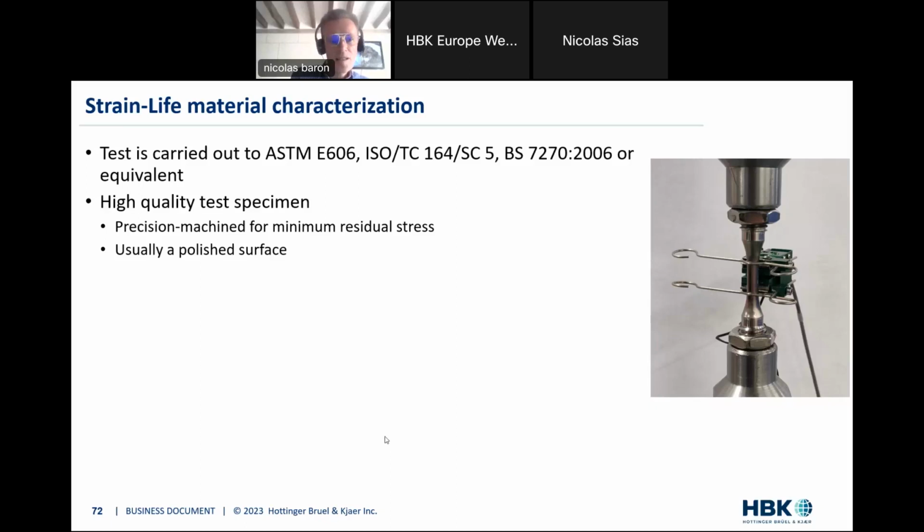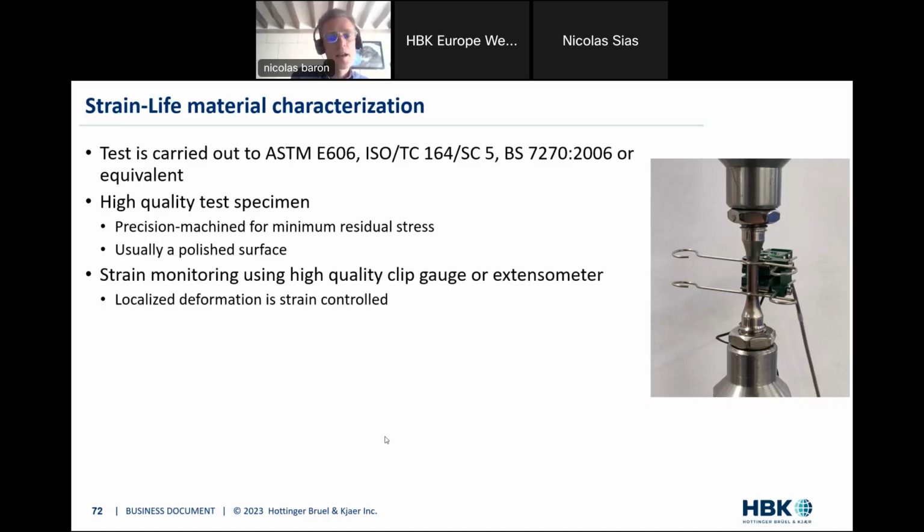So you need to do that. You need high quality test specimens, a polished surface, and you will this time monitor the variation within your structure in terms of strain. So you will not record the stress values, but you will monitor how the strain is varying within the material. And typically when there is a 20% drop in the strain values, you can safely assume there has been breakage, and this is the number of cycles that lead to breakage.